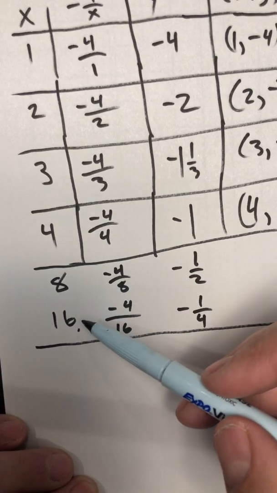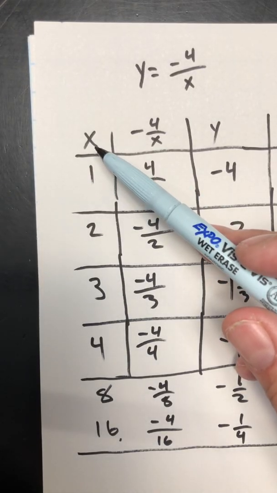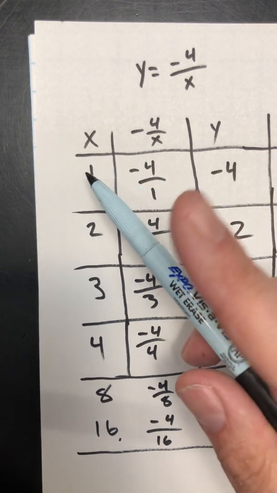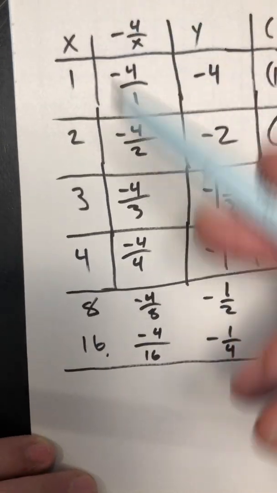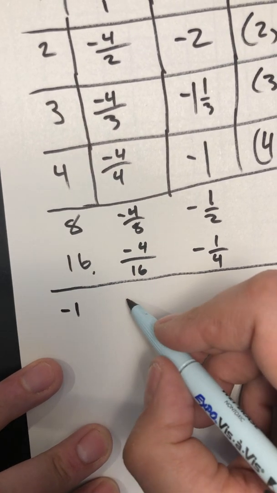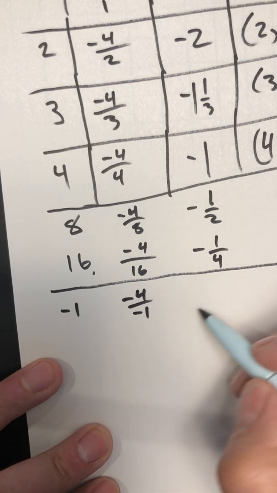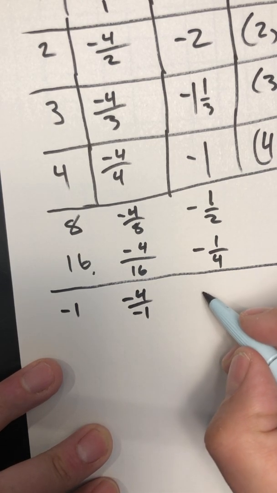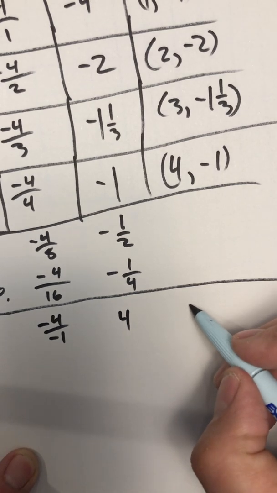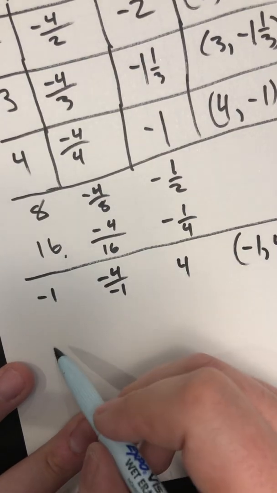Again, I know that I don't even have the room to graph these right now. I'm going to skip 0 for a second. That's the last one I'm going to do. But let's go with some negative values. Negative 1. That means I have negative 4 over negative 1, which is a positive 4. So now I have negative 1 and a positive 4 as an ordered pair.